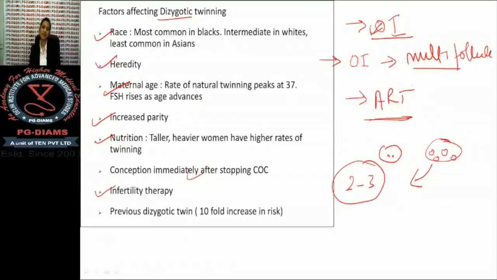Sometimes what happens is all the 2 or all the 3 embryos will implant and you will have multiple pregnancy. That's why any kind of infertility therapy increases the risk of twin or multiple pregnancy. Then previous dizygotic twinning. These are all the risk factors for dizygotic twinning.